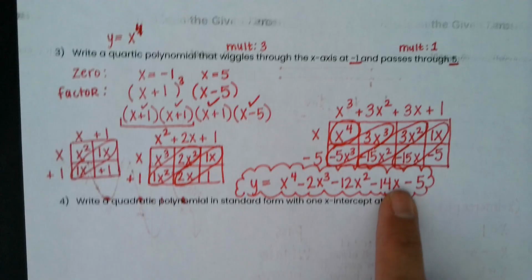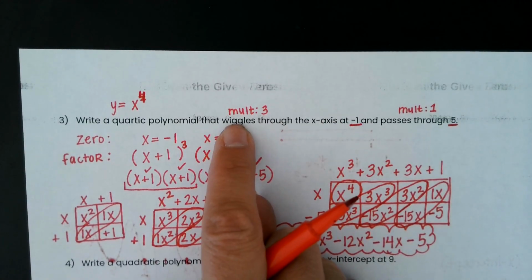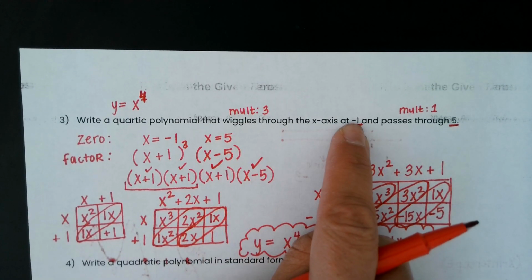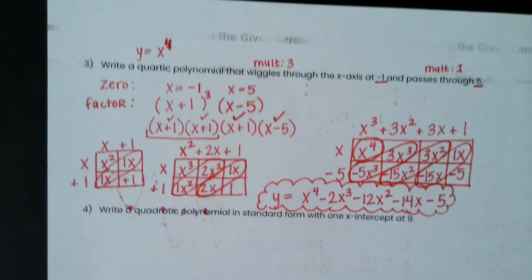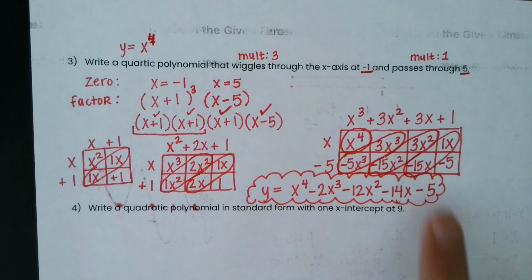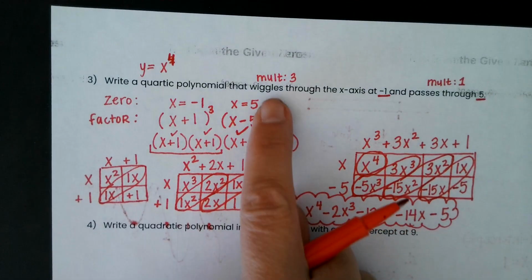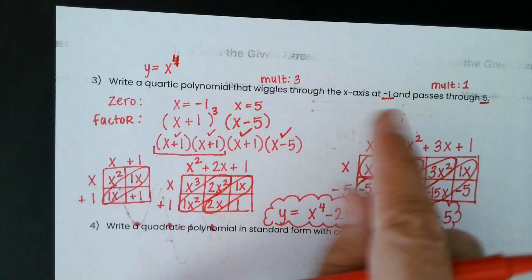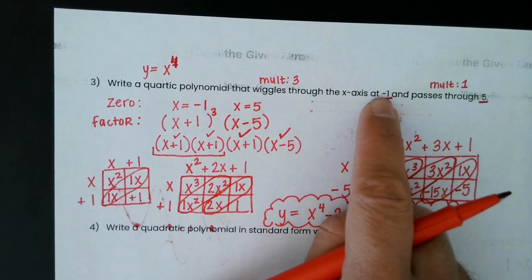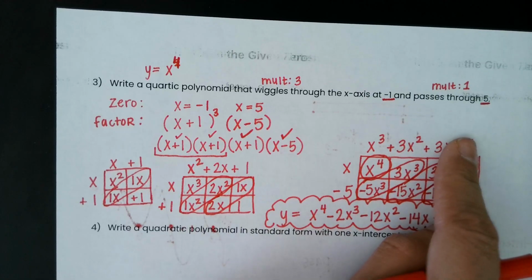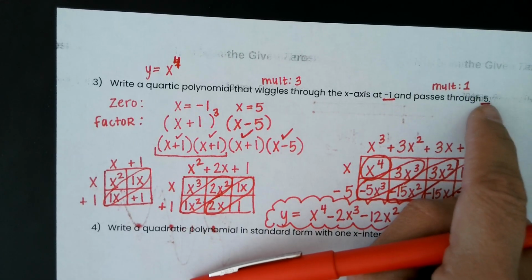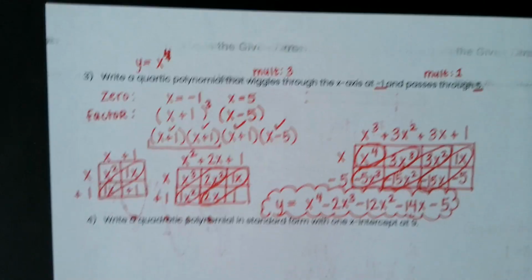We'll look at the graph and see if it actually wiggles through negative 1 and passes through 5. It should. I'll type in this equation and you can actually see the wiggle through the x-axis at negative 1, and you should see the line just pass through the x-axis at the number 5.